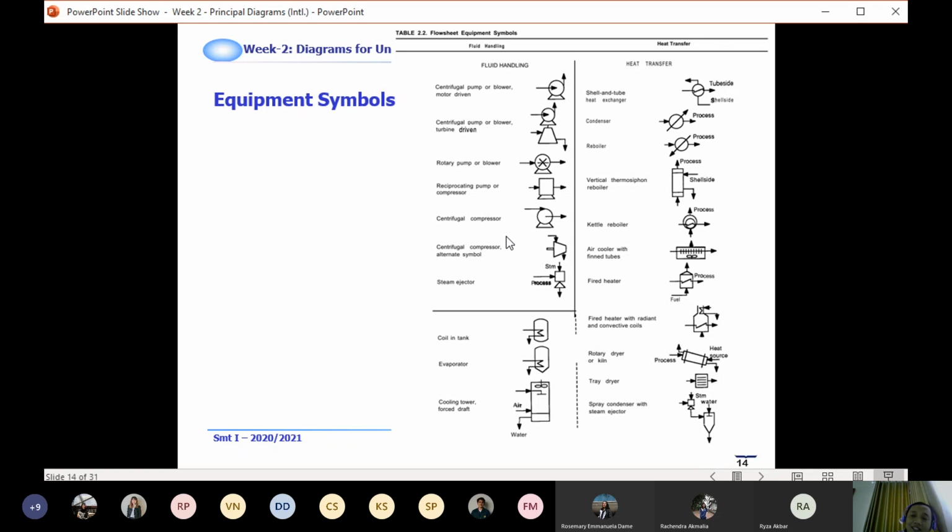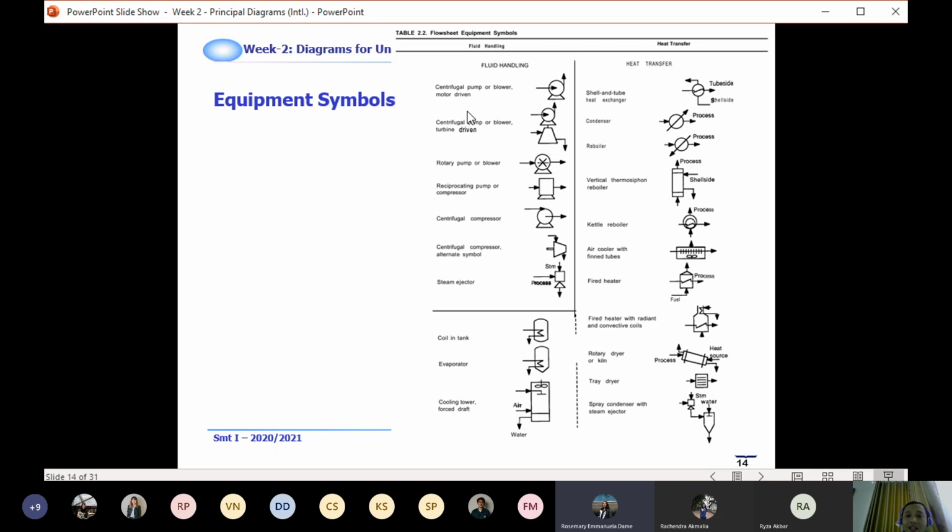And the second suggestion is that every specific unit has a different symbol. For example, the centrifugal pump will have a different symbol from the rotary pump. Okay, can you see my pointer, everybody?